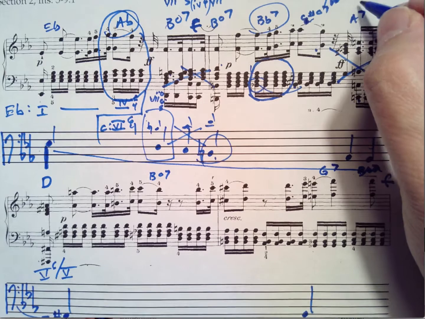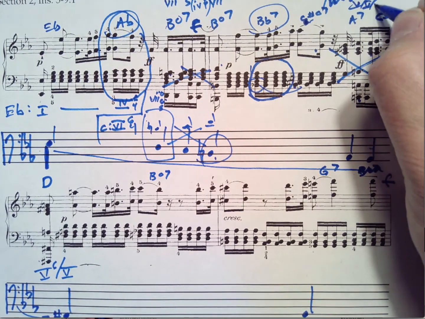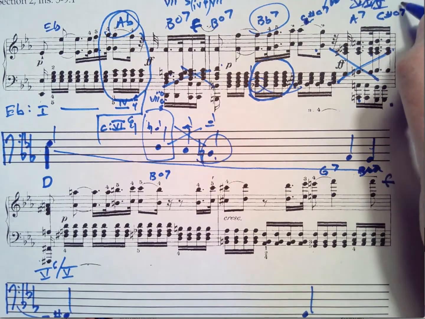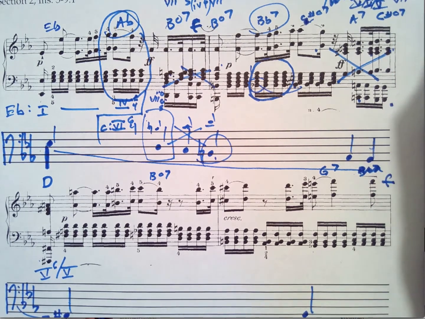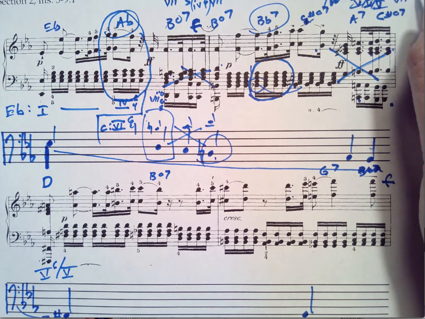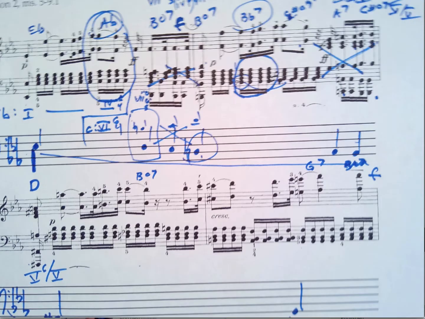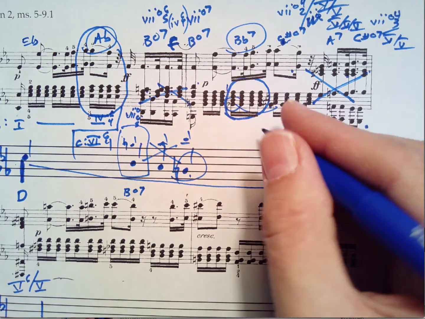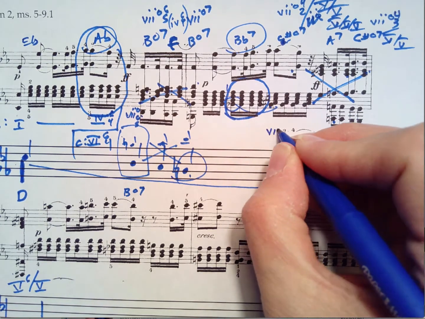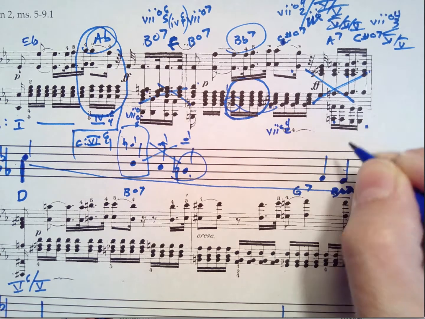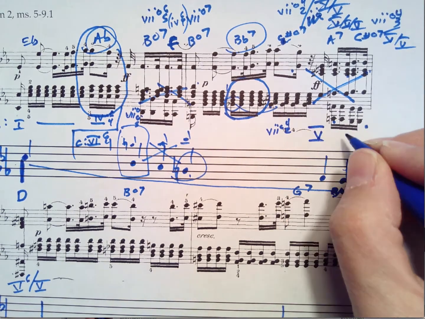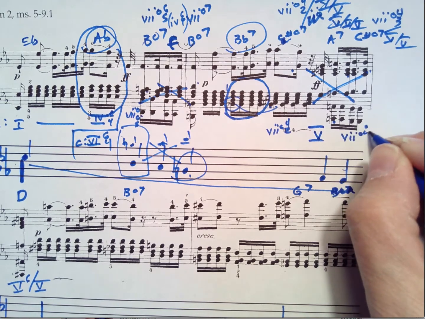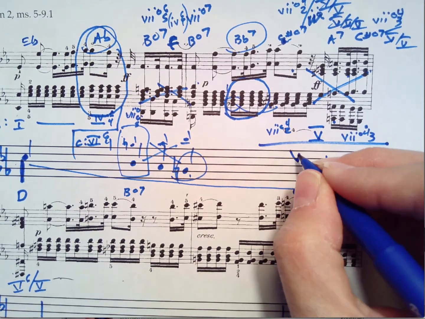Right here, this is a 5 of 5 of 5. And this is 7 diminished 4, 3 of 5 of 5. Now, that is just way too messy. I'm going to clean it up right here. So we're going to say 7 diminished 4, 2 to 5, 7 diminished 4, 3, all of 5 of 5.